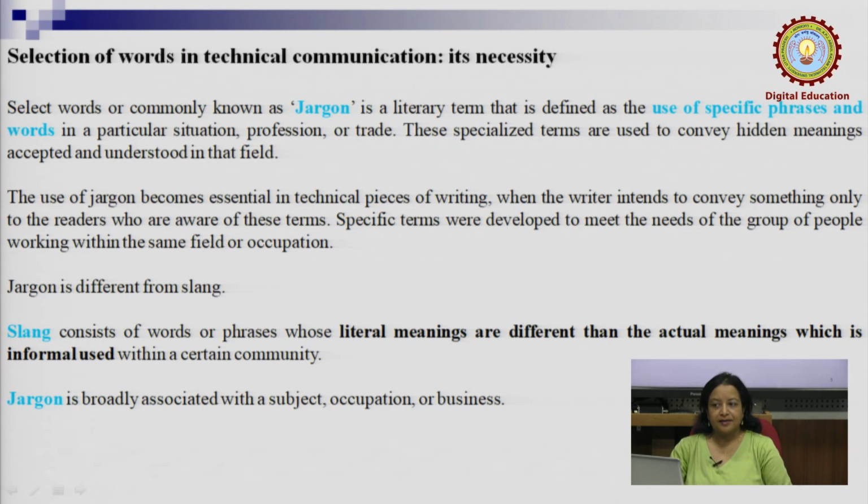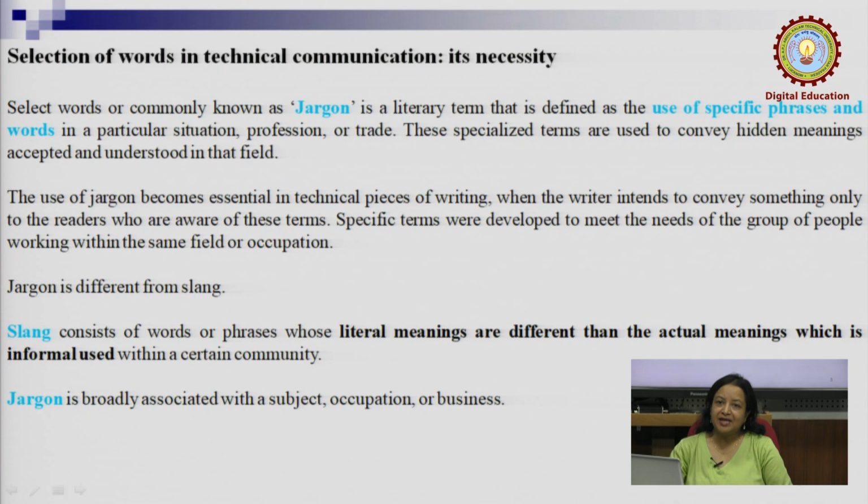The use of jargon becomes essential in technical pieces of writing when the writer intends to convey something only to the readers who are aware of these terms. So, jargon in earlier times was used as trade language or as the language of a specific profession, as it is somewhat unintelligible for others who do not belong to that particular profession. So, specific terms were developed to meet the needs of the group of people working within the same field or occupation.